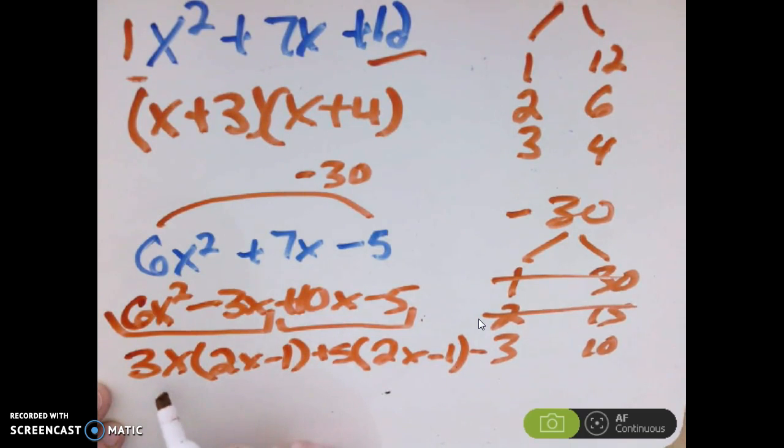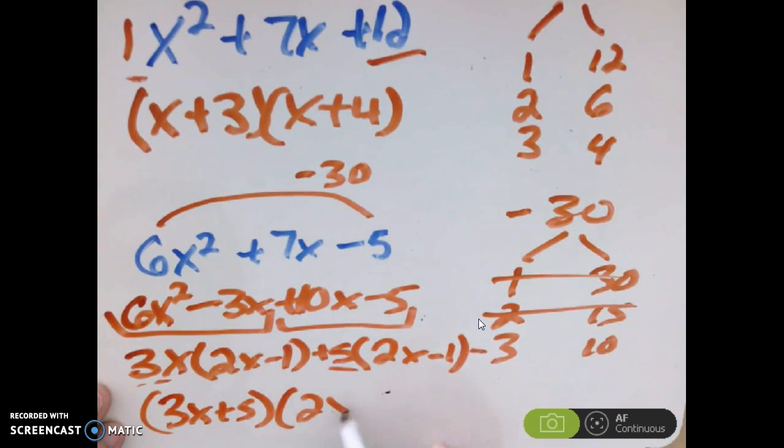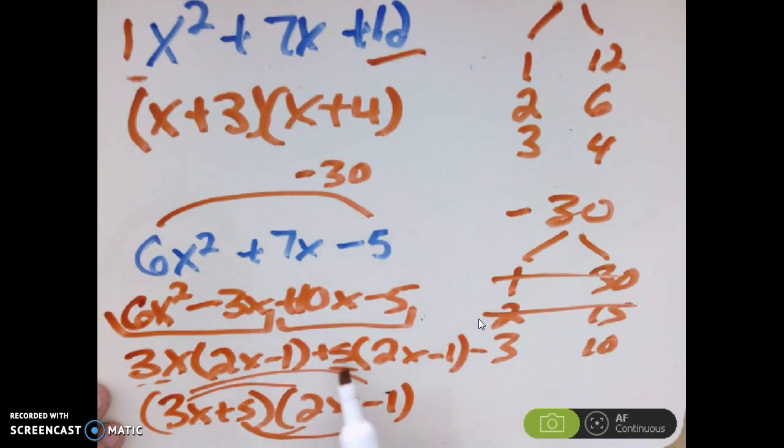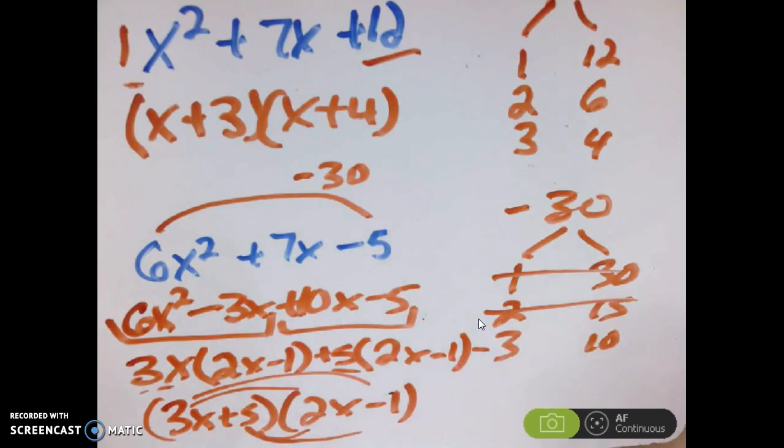I'm just going to do what I'm going to do, and then I'll tell you why. I'm going to do 3x plus 5, times 2x minus 1. The reason I did that is because that's reversing the distribution we could have done from here. We would take the 3x and multiply it to both places, and take the 5 and multiply it to both places. But instead, I'm saying this 5 is multiplied to both places, and this 3x is multiplied by both places, so I can put them together.